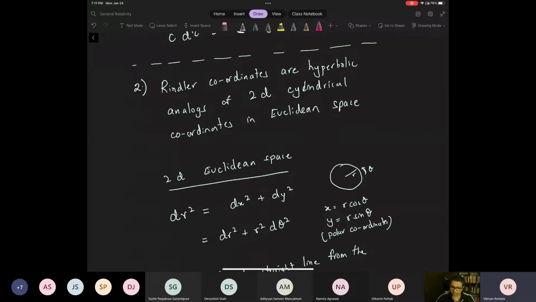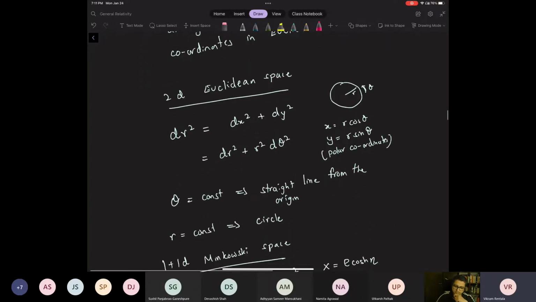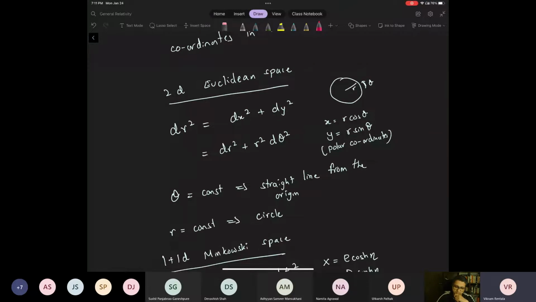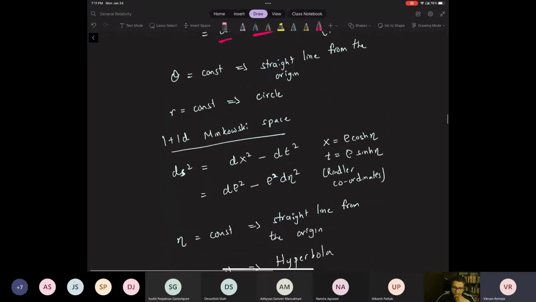And as was nicely pointed out in the last class, these Rindler coordinates are very analogous to going to polar coordinates in Euclidean space. So in Euclidean space, when you switch over to polar coordinates, you get some invariant distance between 2 points, dr square plus r square d theta square. The important point about Euclidean space is that this distance measure is positive definite, right? That is, it's always greater than or equal to 0. However, in Minkowski space, the distance measure, as we already know, can be positive, negative, or 0.